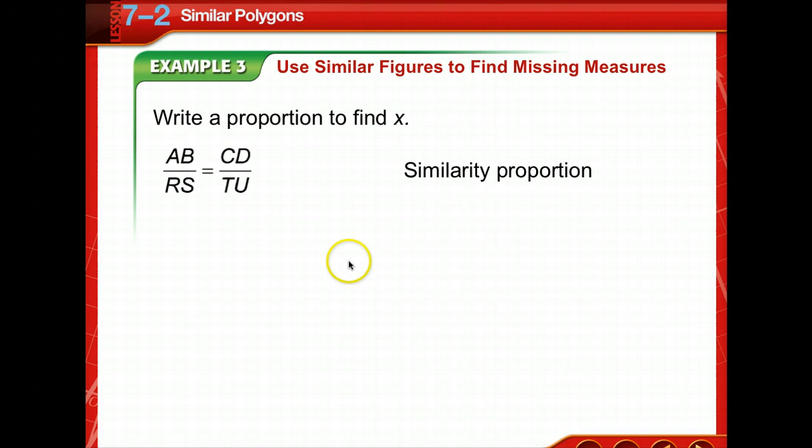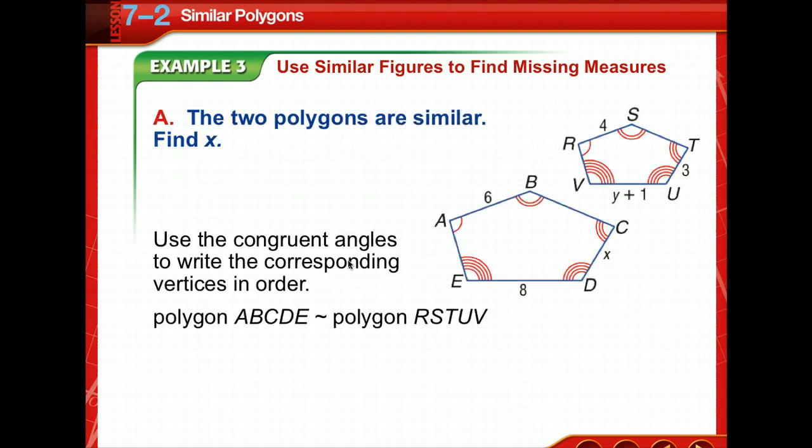So we're to write a proportion to find x. I'm going to go back to the picture in case you haven't drawn it. AB over RS, so 6/4, because those two are similar sides. Let's see if it's equal to CD, so we can find x, to TU.